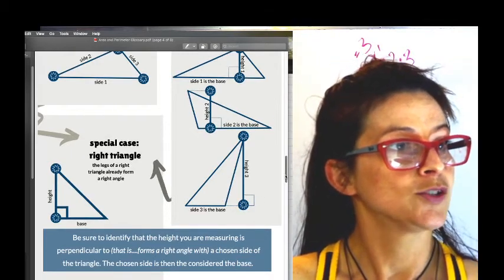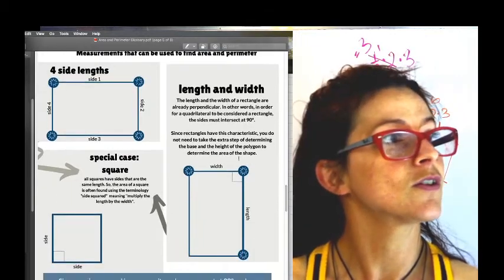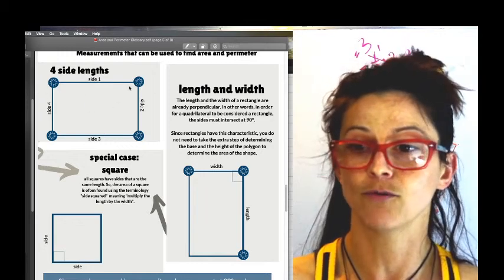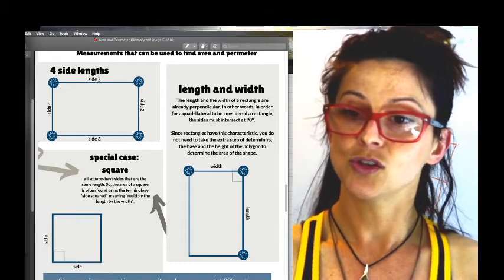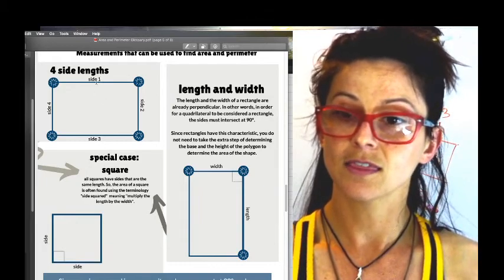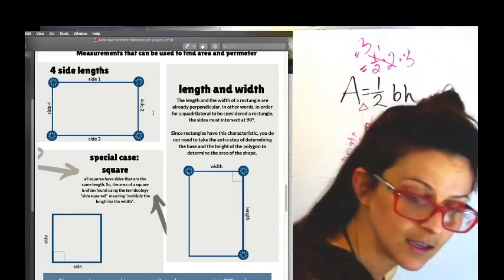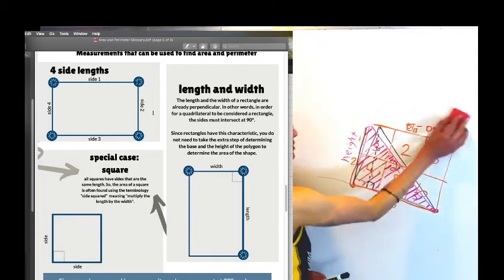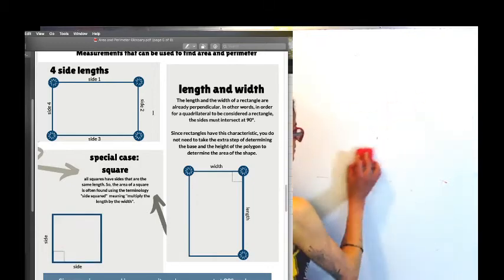So moving on to quadrilaterals, specifically rectangles. We find the perimeter of a rectangle by adding up the lengths of the four sides. In the case of a rectangle, opposite sides are the same length, so you could really do length times 2 plus width times 2. And what does that look like? Well, while I erase, use this opportunity to jot some notes down, okay?